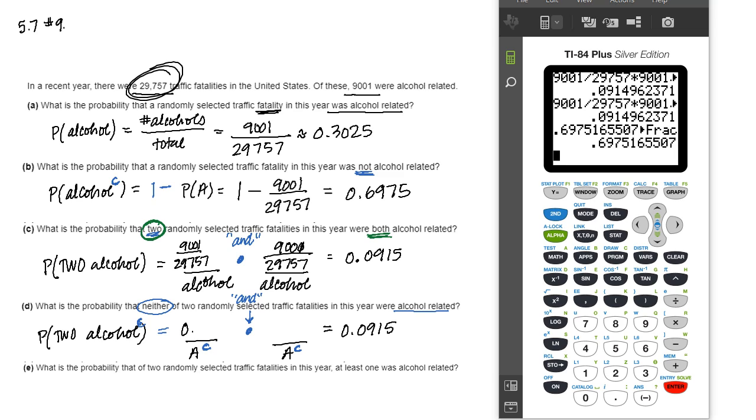Probability is 0.6975 for not having alcohol involved. However, that guy was rounded, so when I use it down here, I'm going to go back up and get the non-rounded version on the calculator. So here we got this number, use that guy, and then multiply it by that number again. You could type it out, 0.6975165507, or you could scroll up and grab it. So that probability is 0.4865.